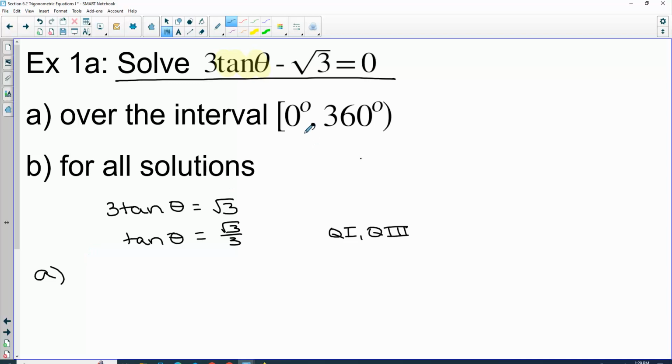Part A is just telling me, give me the answers between 0 and 360 degrees. So we're looking for degree measures. In quadrant 1, when is tangent radical 3 over 3? What is my reference angle? When does that happen? 30 degrees. So in quadrant 1, 30 degrees is 30 degrees. In quadrant 3, 180 plus 30 is 210.